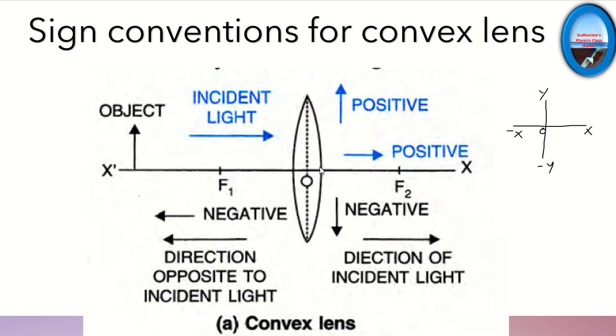The object should be on the left side. Based on that, we are going to formulate all the rules. The object should be kept on the left side of the lens, and all the measurements taken in the direction of incident light have to be taken as positive. When we are taking the measurements, we have to start from the optical center of the lens.